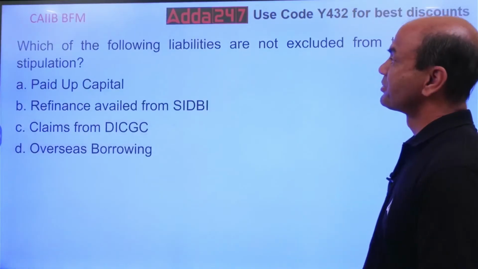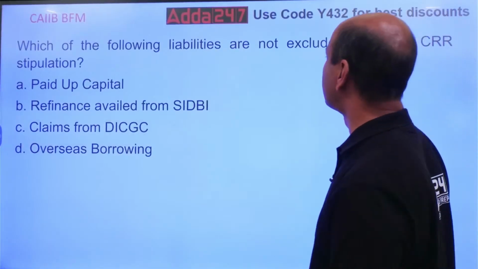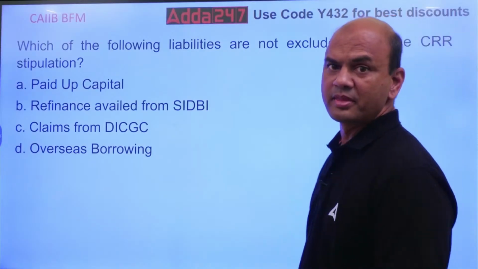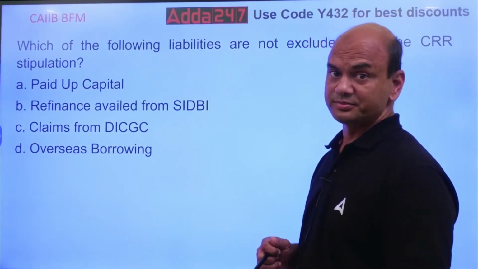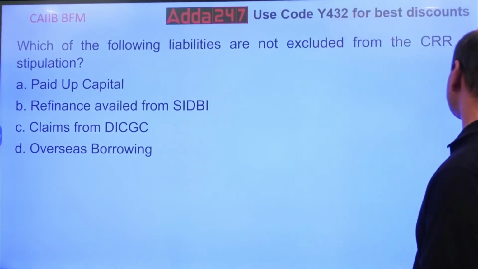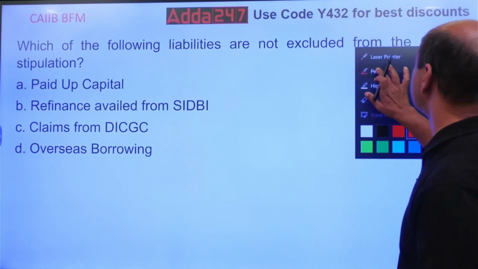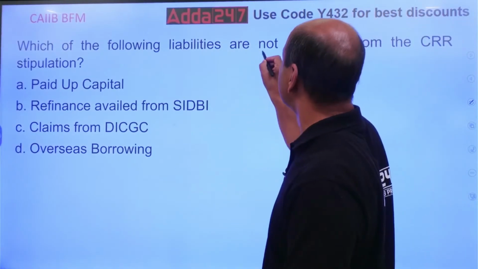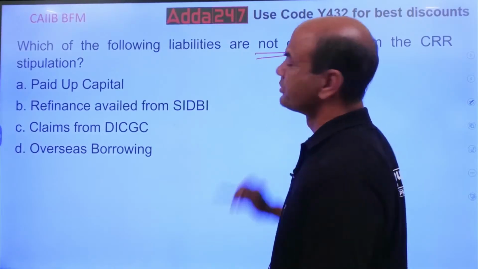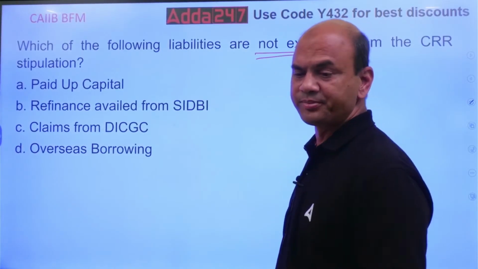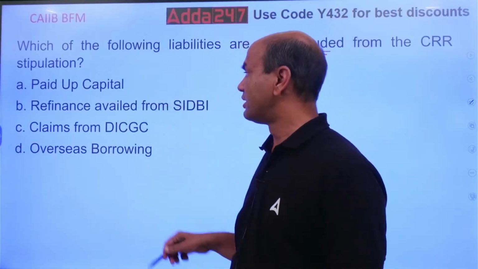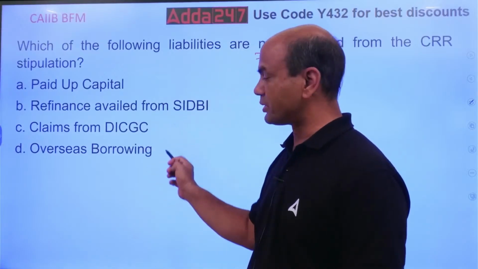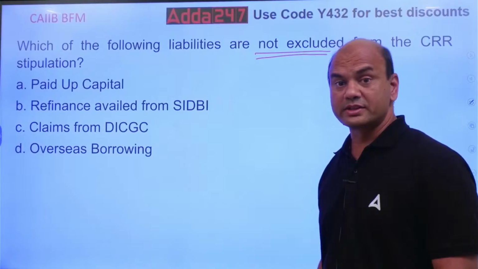Trading. Which of the following liabilities are not excluded from the CRR calculations? Understand the question. Which of the following liabilities are not excluded? They are not asking which are excluded. They are asking which are not excluded from the CRR calculations. Paid up capital, refinance from SIDBI, claims from DICGC and overseas borrowing. Not excluded.